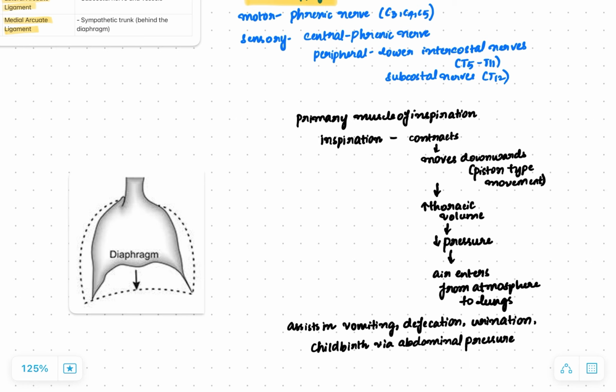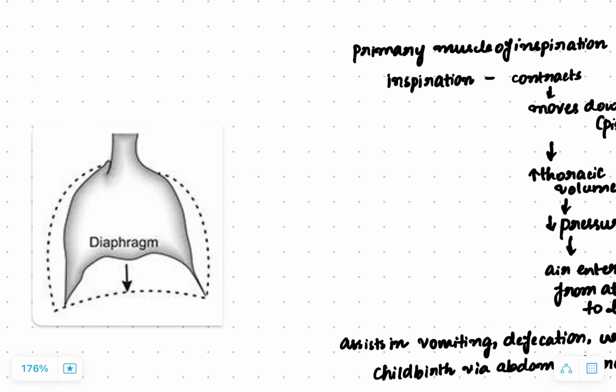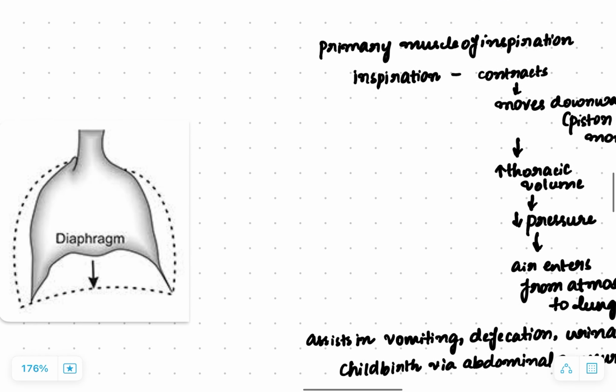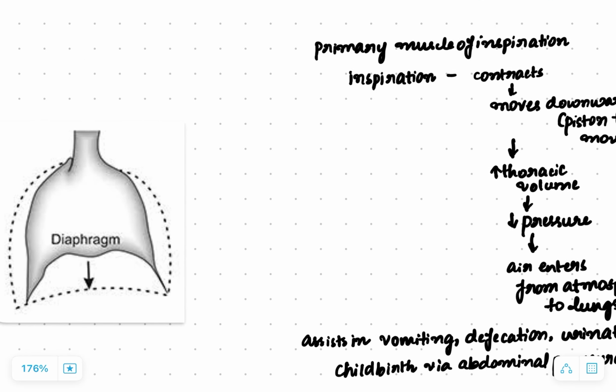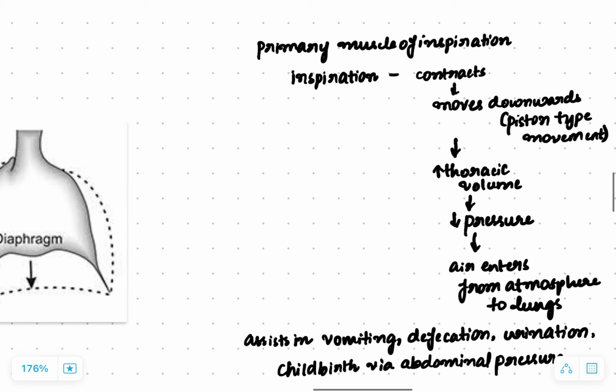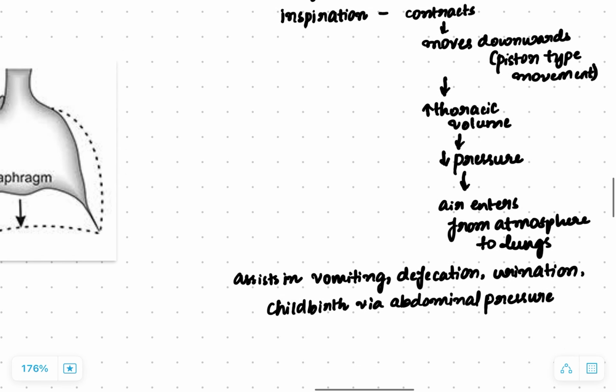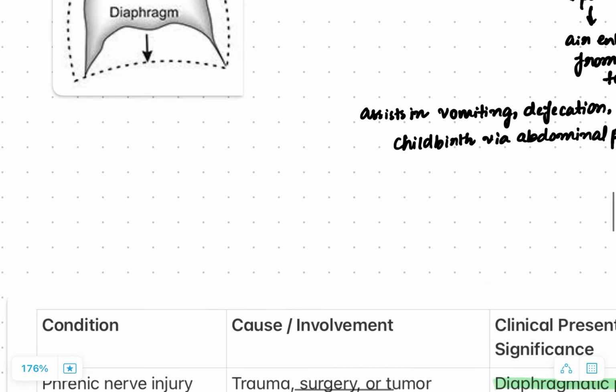Coming to the function, we know it is the primary muscle of inspiration. Whenever a person inspires, the diaphragm will contract and move downwards. So it will act like a piston. As it moves downwards, there is an increase in the thoracic volume. We know volume is inversely related to pressure, so there will be a decrease in the pressure. Air enters from the atmosphere into the lung because the atmospheric pressure is higher compared to the thoracic cavity. Because of this high pressure to low pressure, the air will move and enter the lung. It also assists in vomiting, defecation, urination and childbirth because it increases the abdominal pressure.